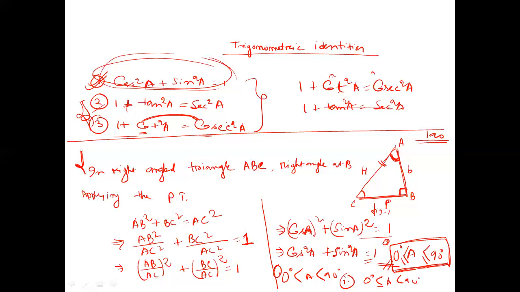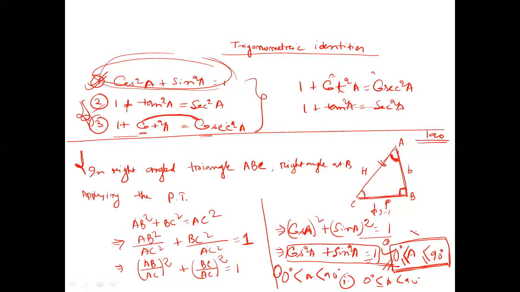Option 3 will be this one, 0 degree greater than or equal to A, greater than or equal to 90 degree. Option 4 will be like this, 0 degree less than A, less than or equal to 90 degree. So the answer will be this one. That means for this identity, the value of A must lie in this range: greater than or equal to 0 degree but less than or equal to 90 degree.